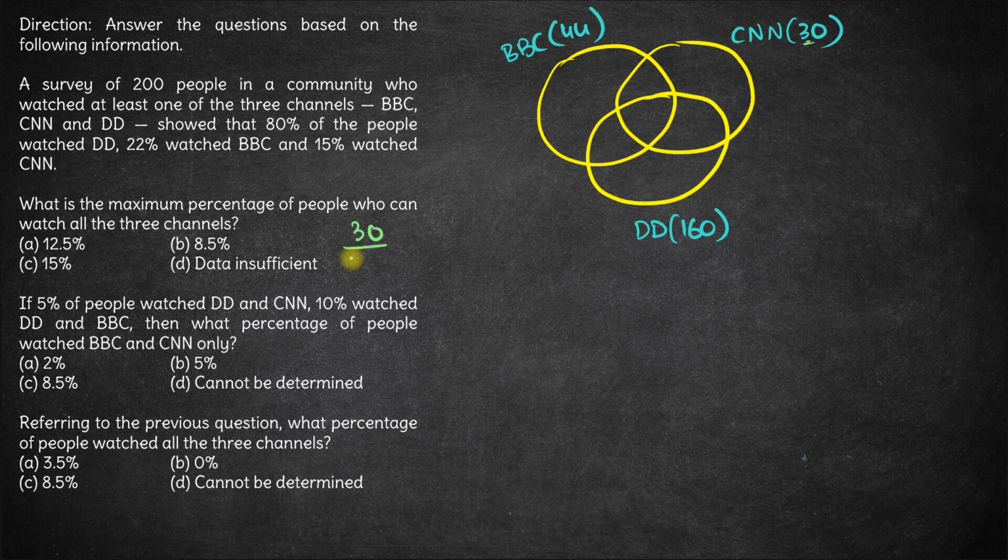So 30 as a percentage of 200 is 30 by 200 into 100%. So 30 by 2 is 15%. So the correct answer here is option C, 15%. Okay. Let's look at the next question.